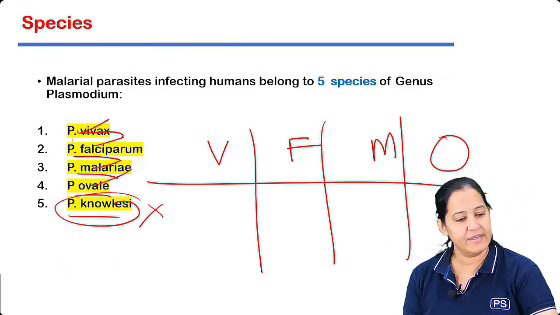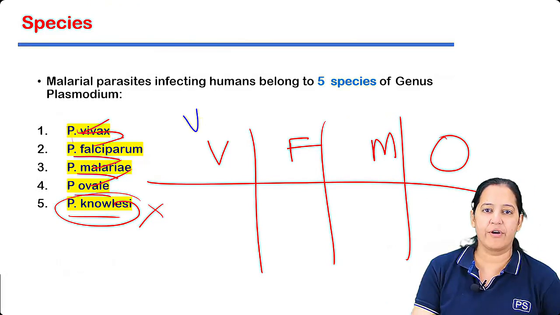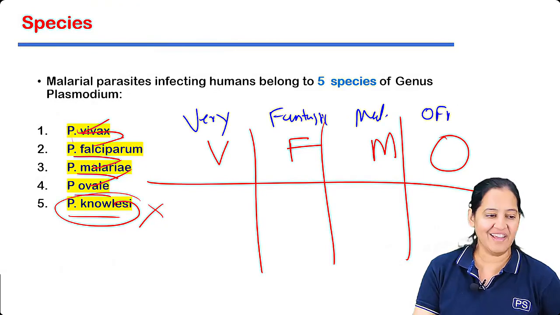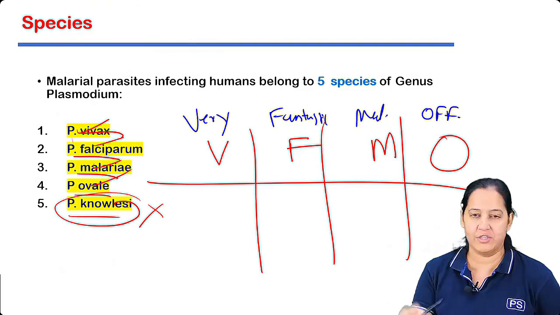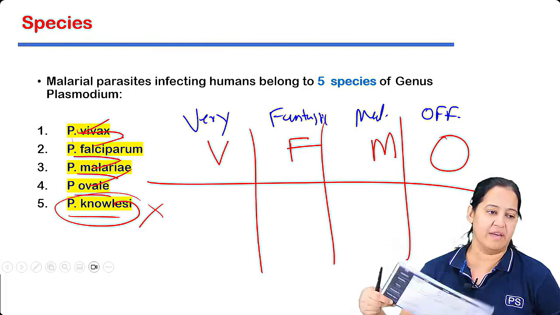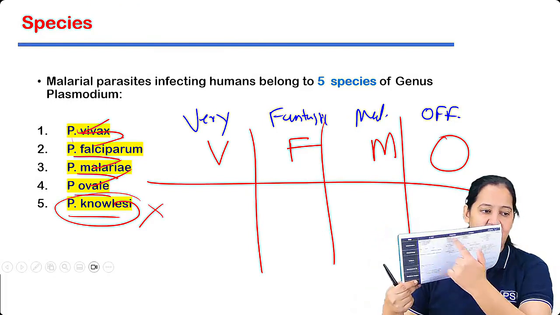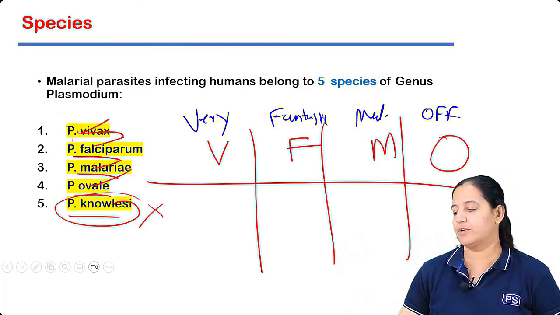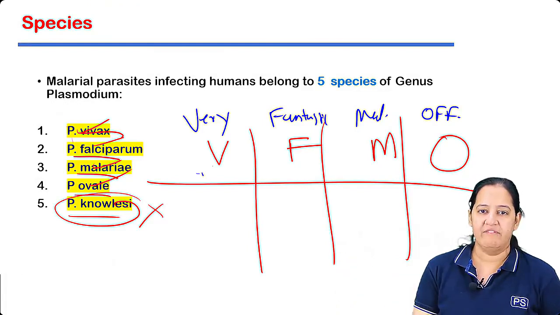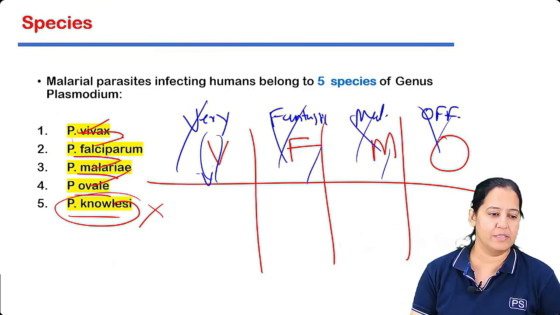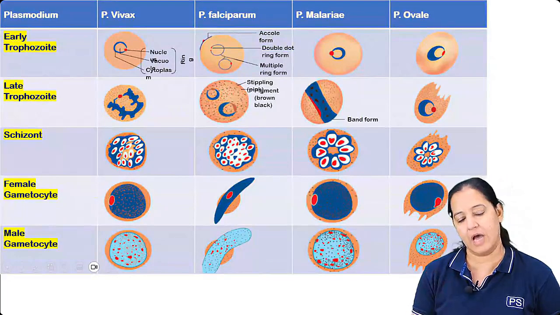How will you remember this sequence? I have a mnemonic for you: Very Fantastic Medical Officer. Have you written the mnemonic? If not, please write it down. I have given you the columns in this sequence only, and in your chart also the columns are given in this sequence. So under Vivax, Falciparum, Malariae, Ovale, write down Very Fantastic Medical Officer. So you will not forget the sequence. Learn the sequence.